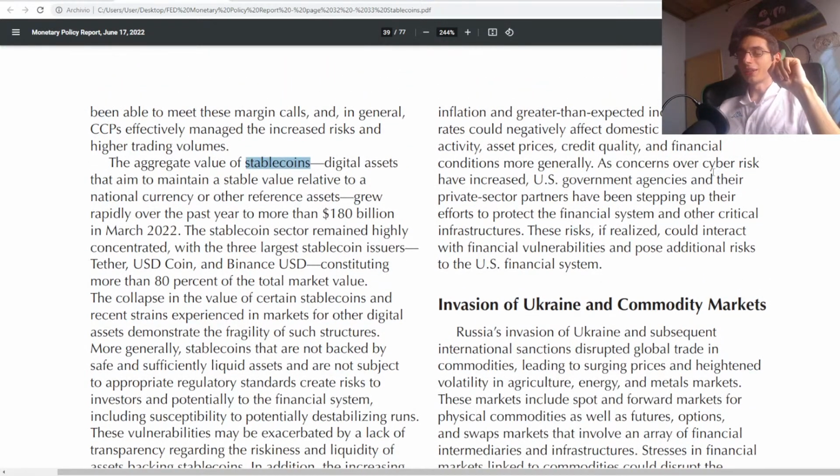And here they are also talking about the fact that, on average, more and more DeFi protocols are hacked, and there are hacks all over the place. You see a hack here and there every day. You hear about a new hack, a new exploit, everything of a cybersecurity nature. Okay. So these risks, if realized, could interact with financial vulnerabilities and pose additional risks to the US financial system.